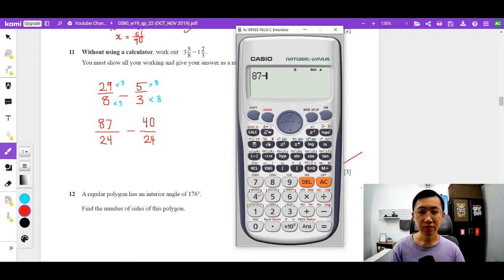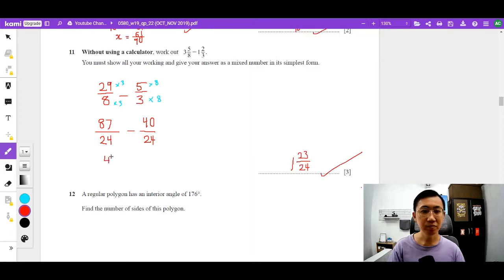87 minus 40. So I will just show all the working. 47 over 24. Okay, so I will just show all this working. And here, change into mixed number. So you can see, the teacher lays out 3 workings for them to mark. And the final answer here will be another mark. Okay, so that's how you do question 11, the marking scheme all there.